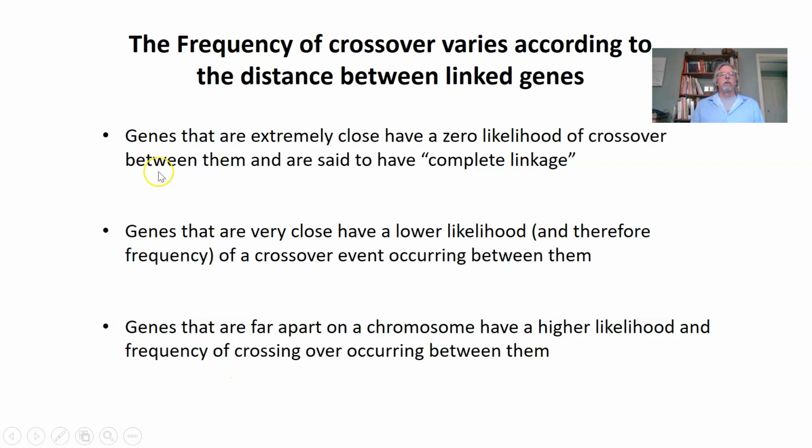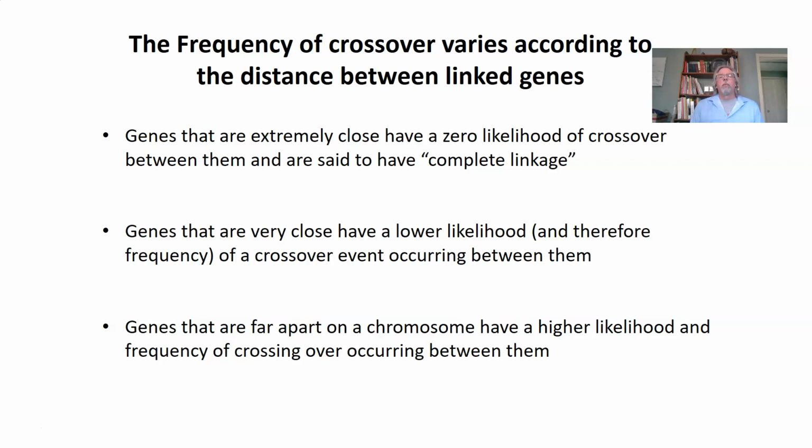So let's look at three hypothetical examples. Two genes that are extremely close together. Let's say they're side by side, they're neighboring on a chromosome. What's going to happen for those two genes that are so close that they're pretty much next door? There's a very small chance for a crossover to occur between them. There's not much space for that crossover to occur.